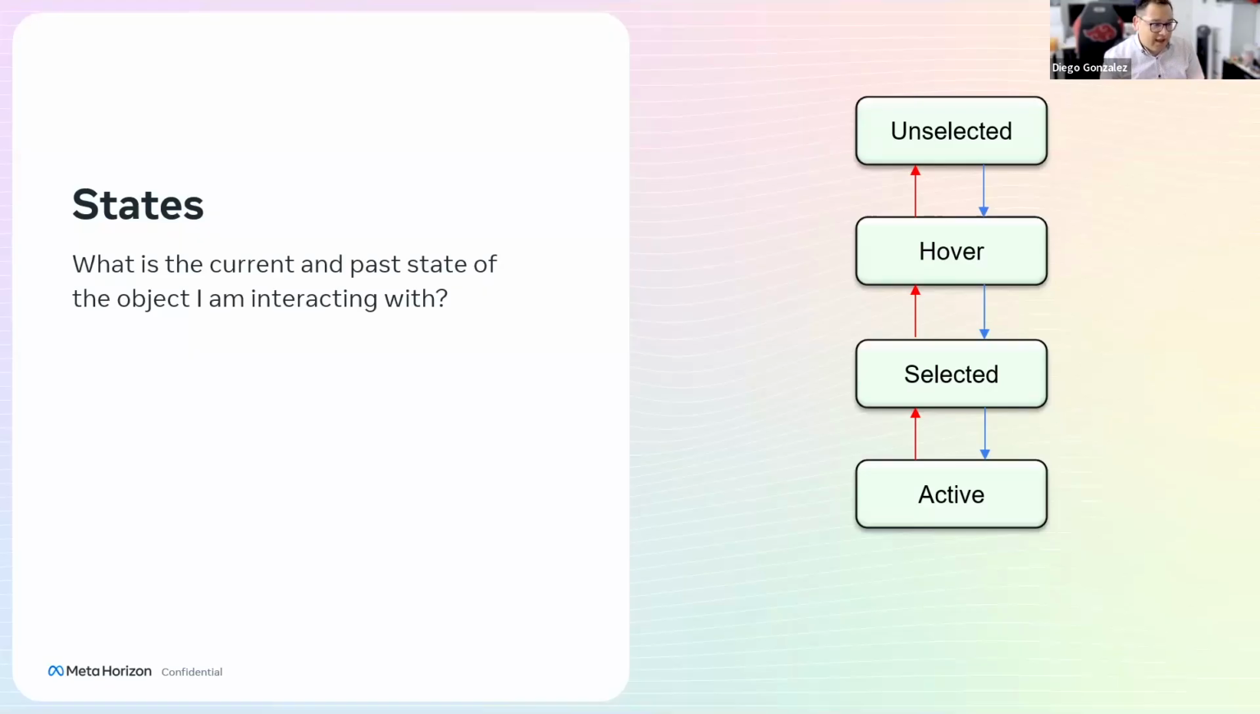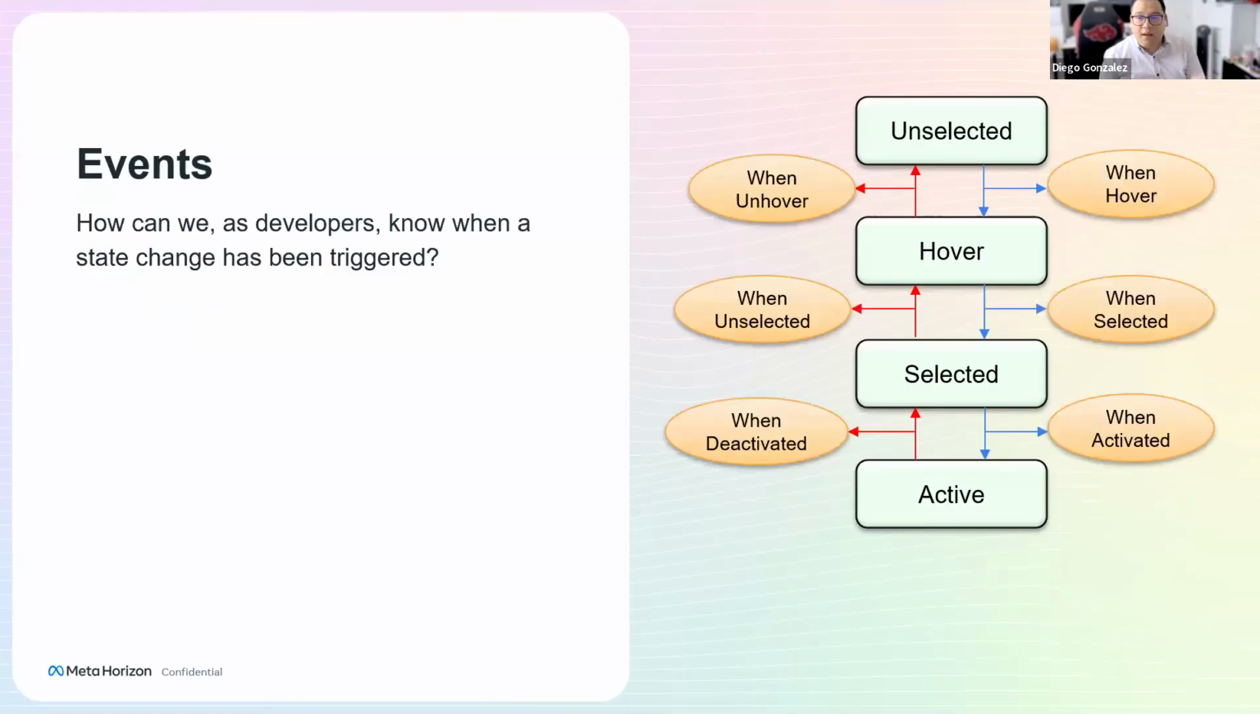All of the interactables have an event that you can subscribe to that will say, hey, when state changed, and as parameters, it will give you the current state and the previous state, right? But how do we as developers know when this state has been triggered? And more importantly, again, we're not trying to reinvent the wheel, right?